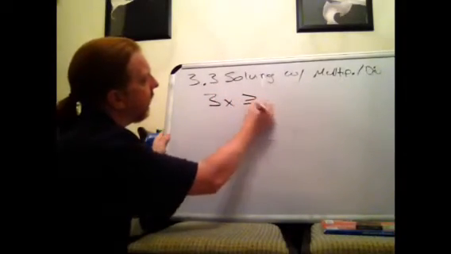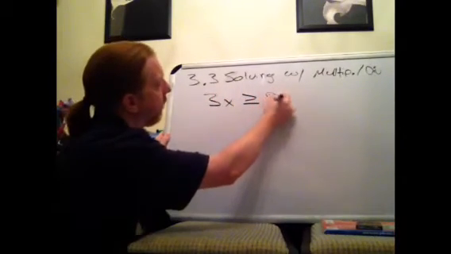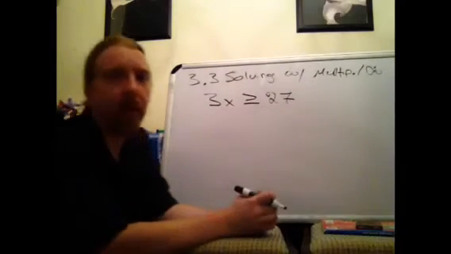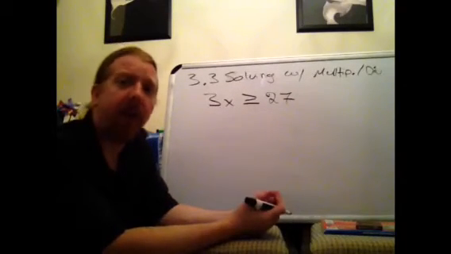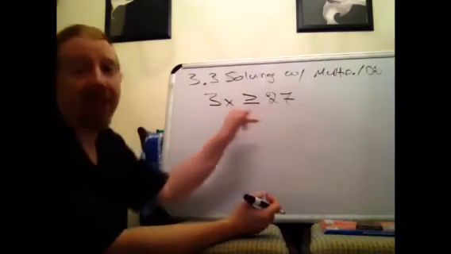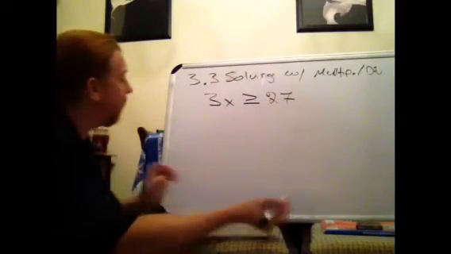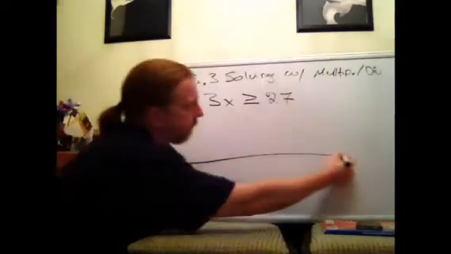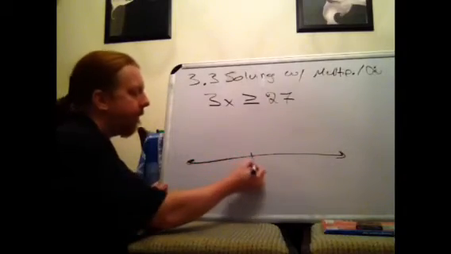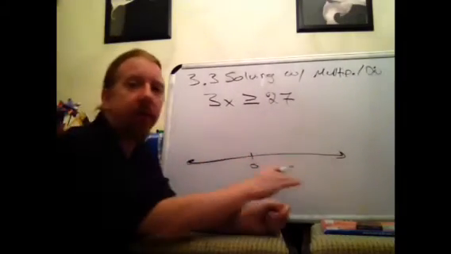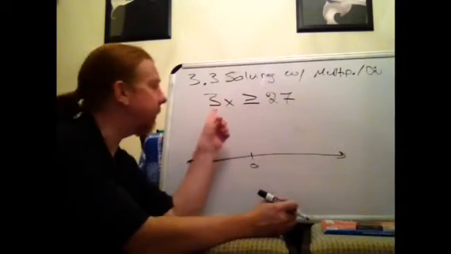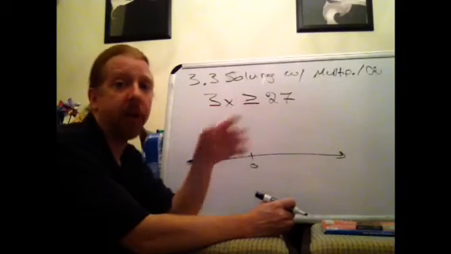3x is greater than or equal to 27. What we're looking for here are all the values of x that would make this overall statement true. So if I have a number line, where on this number line can I identify values I can plug in here that would make a true statement?